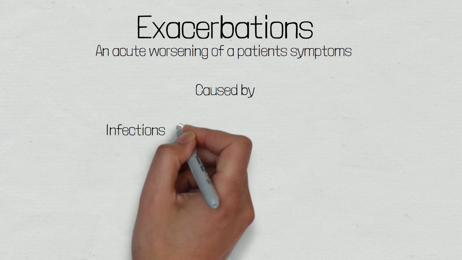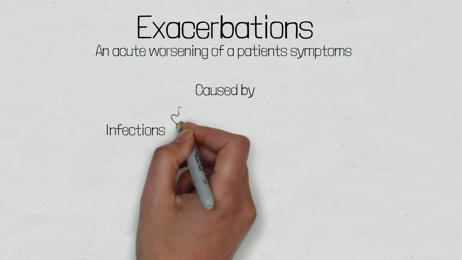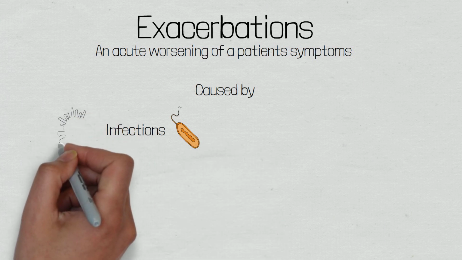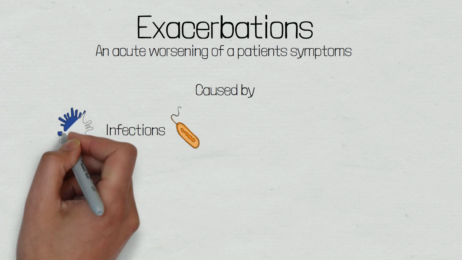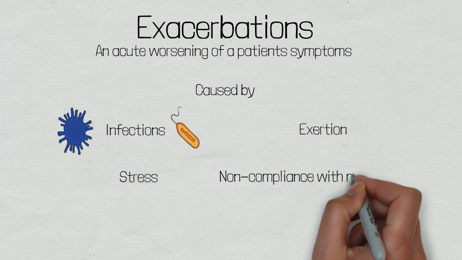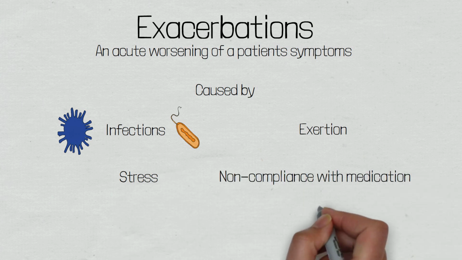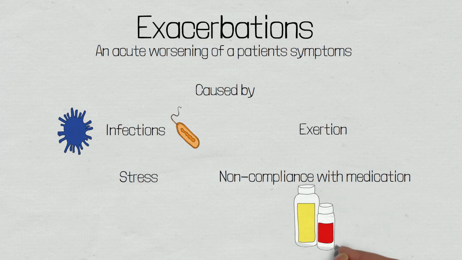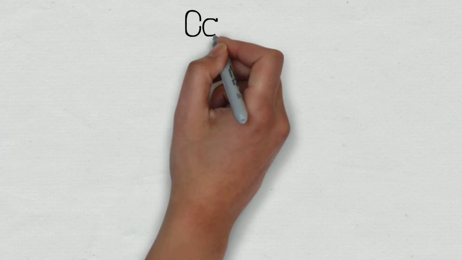Exacerbations are typically caused by bacterial or viral infections, which acutely worsen the underlying disease associated with COPD. Other triggers include exertion, stress, and non-compliance with medication. Be sure to check out our video on the signs and symptoms of an acute exacerbation, as well as the emergency management.